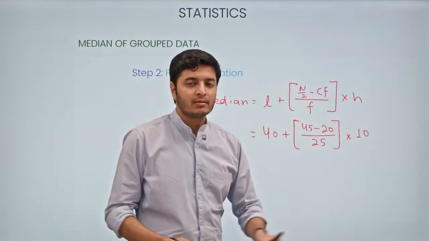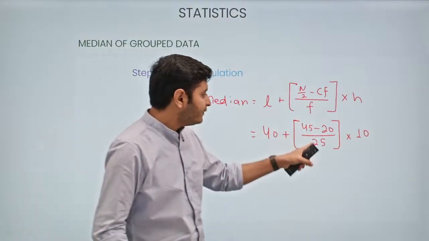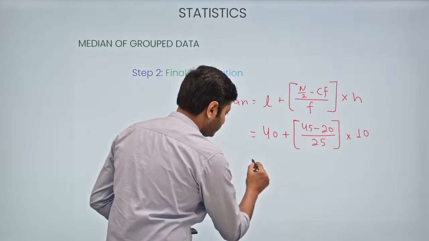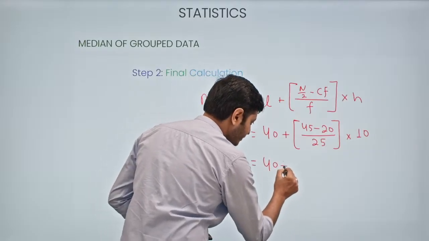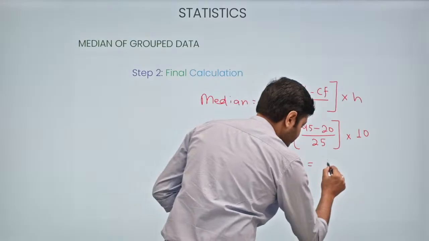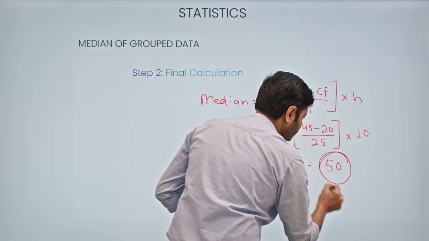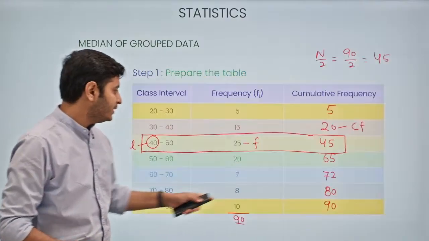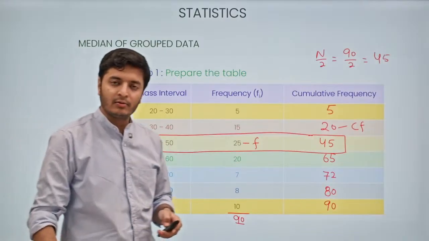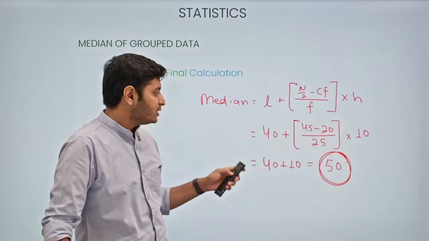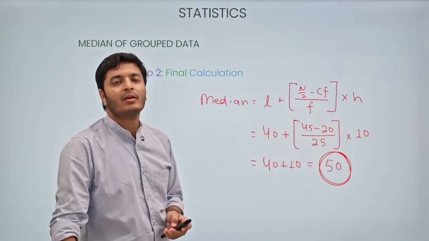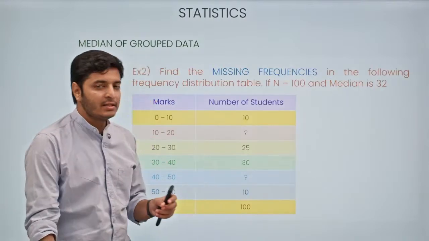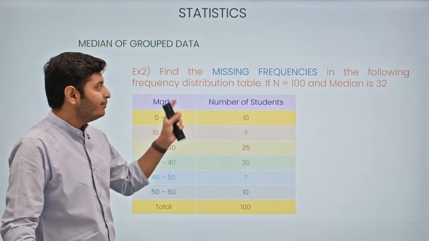Now 45 minus 20, 25. 25 by 25, 1. 1 into 10, 10 only. So the final value is 40 plus 10, that is 50. So the median of this data set is 50. This value is in between 40 and 50. So this is our final answer. Now let's consider one more example. Here in this example, we need to find the missing frequencies.